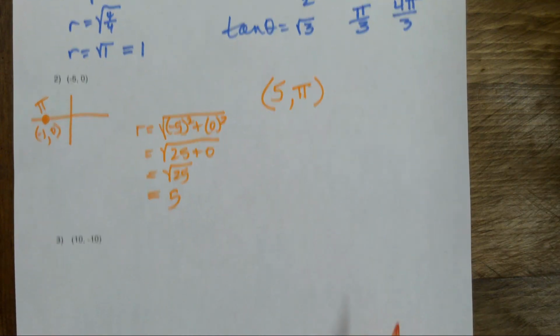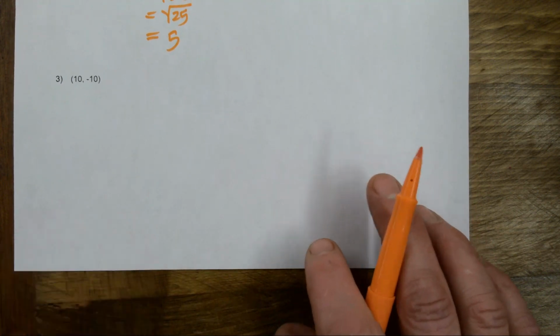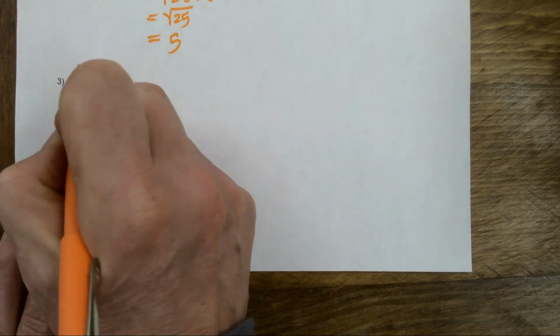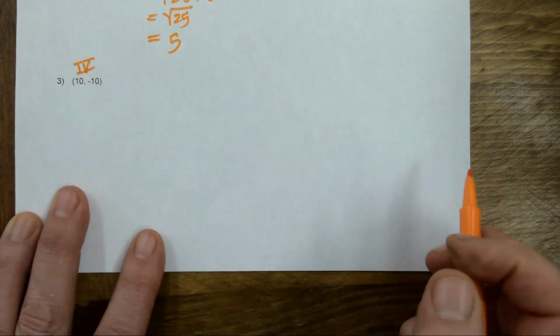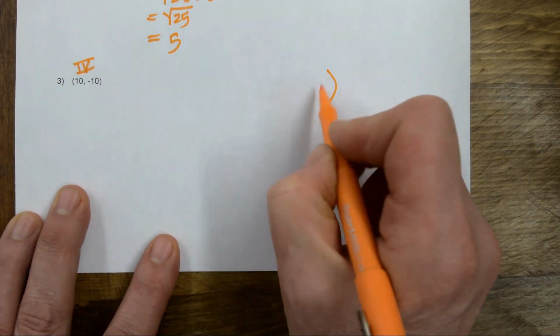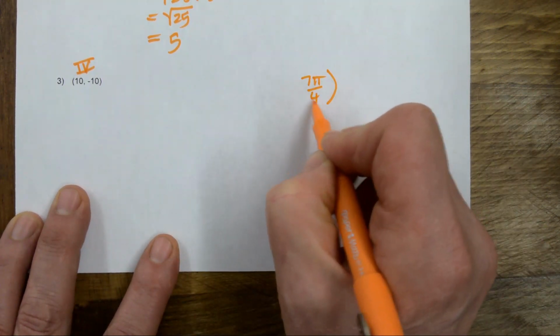One more. Can you guess the family immediately? Yes. Which one? Pi over 4 family. Can you guess which of the pi over 4s this one is? What quadrant? This is a 4th quadrant pi over 4. 4th quadrant pi over 4 is 7 pi over 4. Beautiful job, you guys. Awesome.